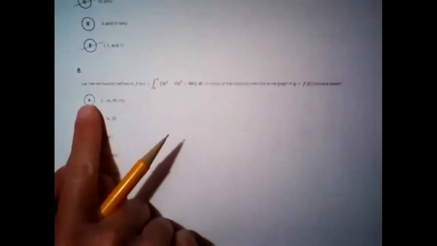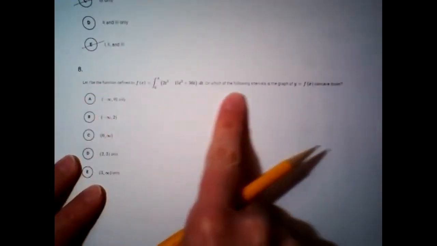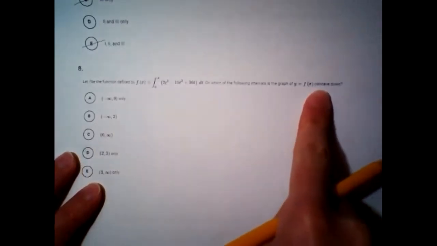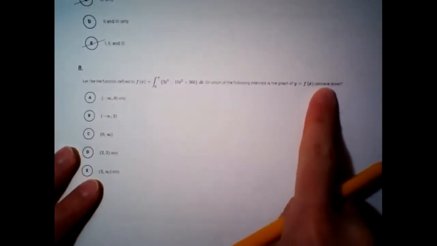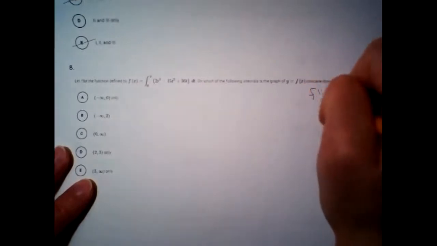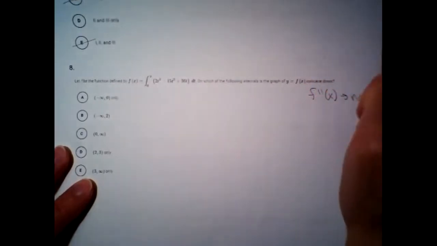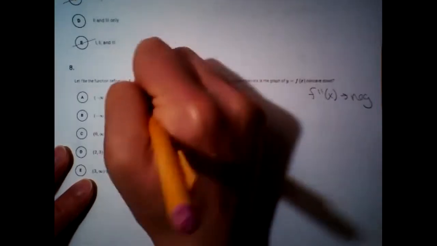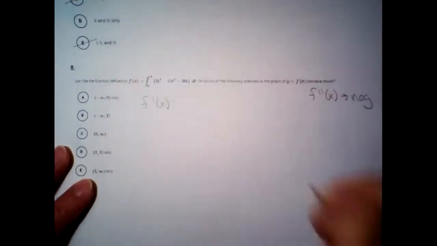All right, number 8. Here's our function, f of x equals all of this. We want to know where the graph is concave down. Concave down is when the second derivative is negative. So let's get our first derivative, and then we'll get our second derivative, and we can see where that's negative.